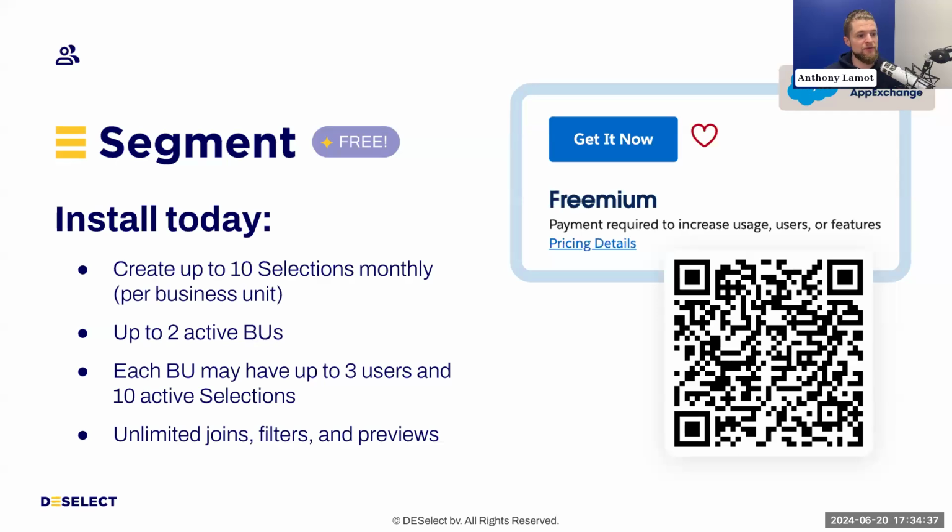It allows you to create up to 10 selections per month per business unit. You can activate it into 2 business units, and each of those can have 3 users and 10 active selections. Other than that, there's no limitations. So check it out if you haven't already.